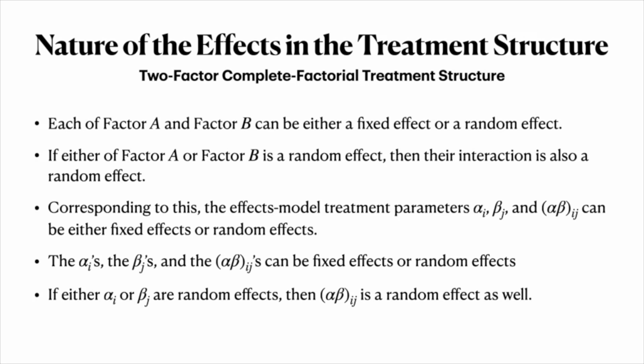Corresponding to this, the effects model treatment parameters, the alpha i's, the beta j's, and the alpha beta ij's, can be either fixed effects or random effects. If factor A is a fixed effect, then the alpha i's are fixed effects. If factor A is a random effect, then the alpha i's are random effects. And the same for factor B, its corresponding parameters, the betas, and then the alpha beta ij's. If either alpha i or beta j are random effects, then the alpha beta ij's will be random effects as well.